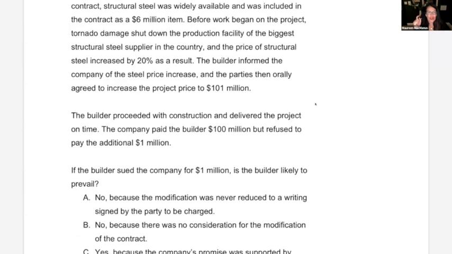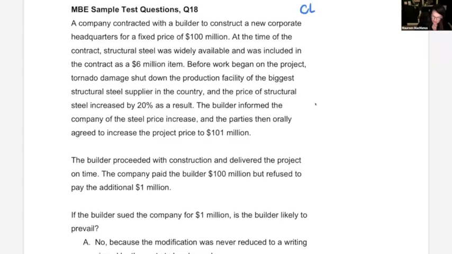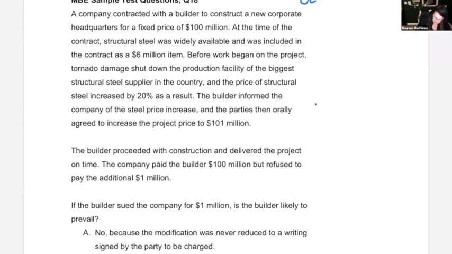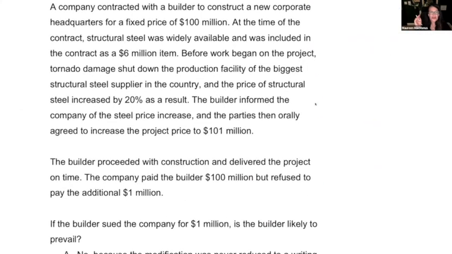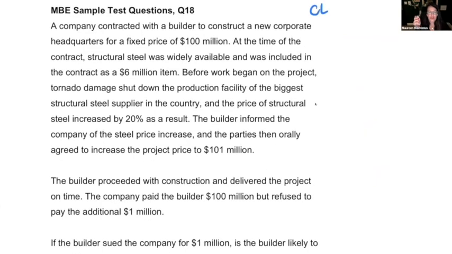All right, I'm going to walk through the fact pattern. So a company contracted with a builder to construct a new corporate. Okay, so this is construction, so it's common law. And I should have marked that on the last question. This is UCC because it's an automobile and yeah, doesn't get a statute of frauds. So, okay. So a company contracted with a builder to construct a new corporate headquarters for a fixed price of 100 million. This is a service, so it's common law.